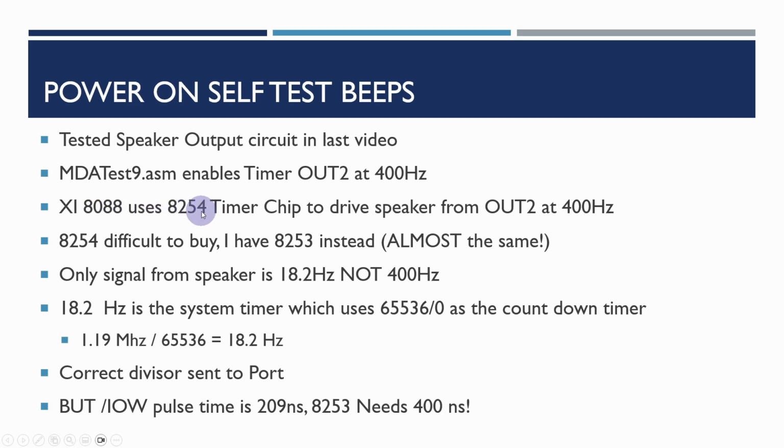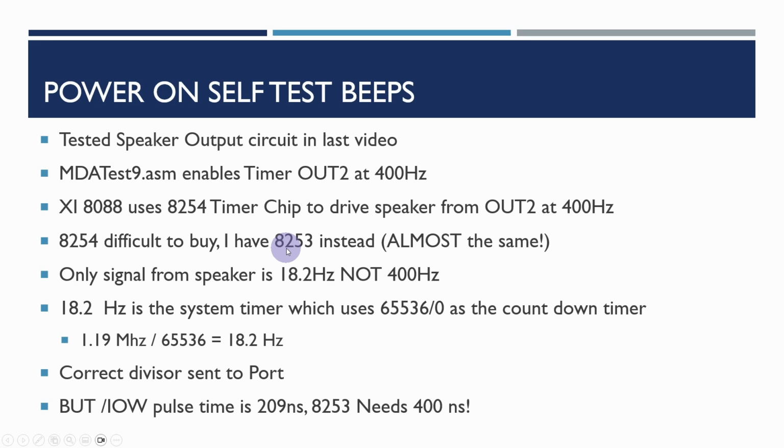Now at the moment I don't have any of the wait states configured for the board because I haven't really needed them. The RAM and the EPROM that I'm using are fast enough not to need that. Because the 8254 I couldn't really find from a local supplier, I've got a couple of 8253s and they are almost the same. However, they aren't quite the same.